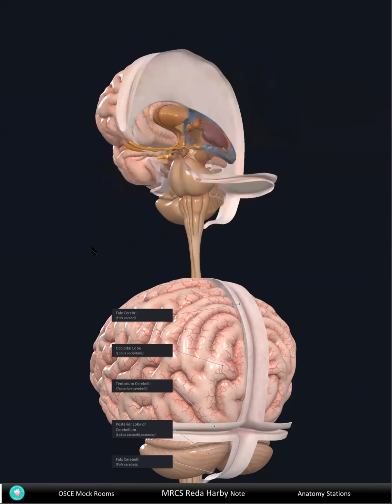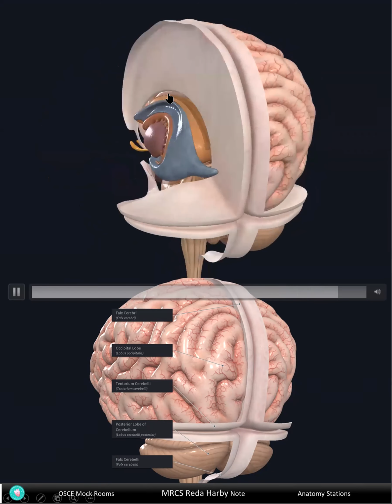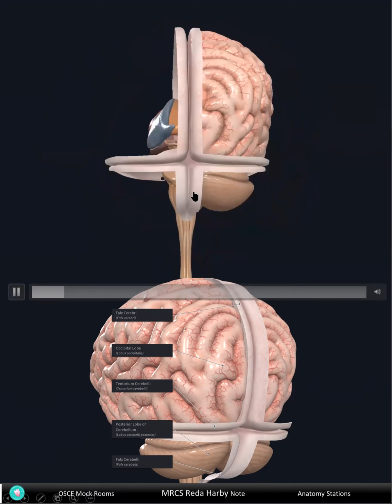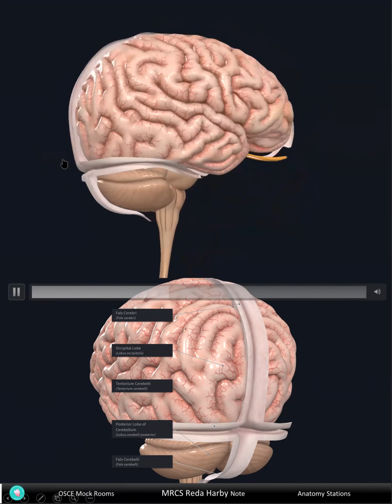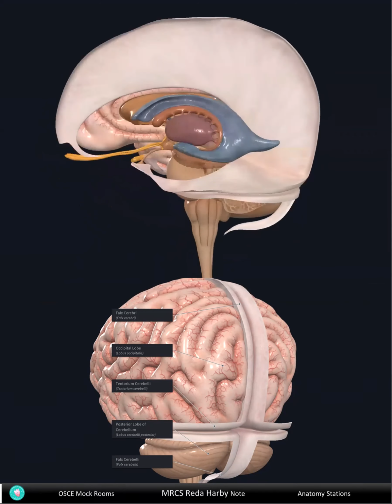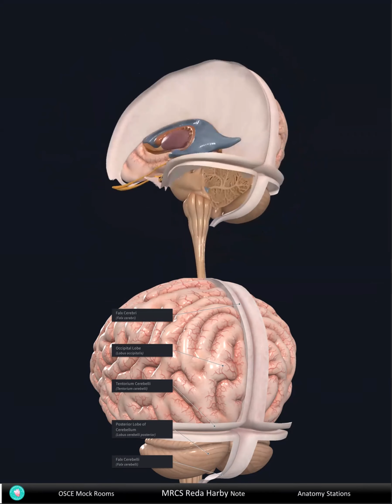So we have the falx. This is the falx cerebri, and this is the falx cerebelli, separating the cerebellar hemispheres from each other. And one tentorium cerebelli. So we have three, because the tentorium is on both sides, so it's considered one. And what is the value of these dural folds?